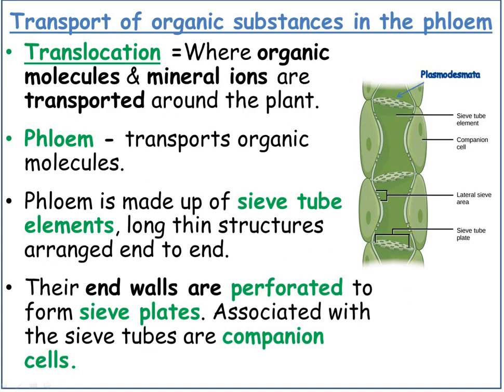So translocation is where organic molecules and mineral ions are transported around the plant. And the phloem is the vessel that transports organic molecules. So the phloem is made up of sieve tube elements, which are long, thin structures arranged end to end, and their end walls are perforated to form sieve plates, and they are associated with companion cells.